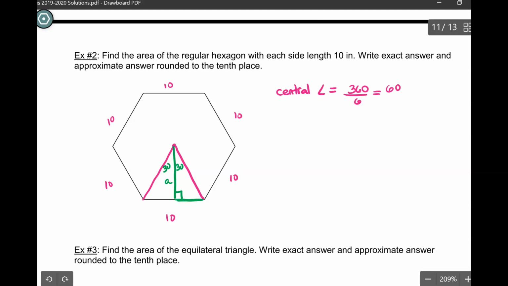Next, I want to focus on half of that triangle. All right, so I have this right triangle. And if this is 10, that makes this half of it, which is 5. And in this case, we don't have to use trigonometry. If this is 30 degrees and this is 90, this is a 30, 60, 90 triangle, which makes A the longer leg of a 30, 60, 90 triangle. And since the shorter leg is 5, then A has to be 5 times the square root of 3.